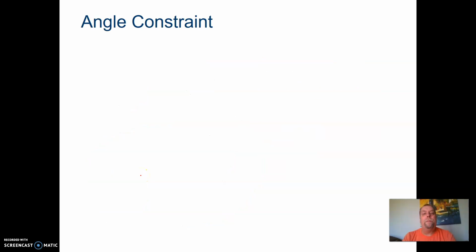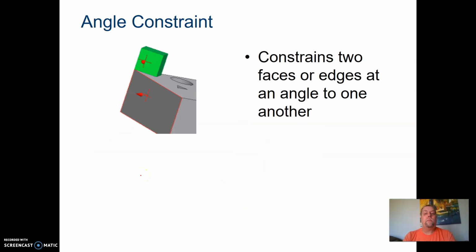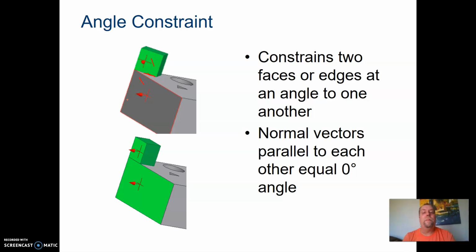so it can't go down or above that. The angle constraint constrains 2 faces at whatever specific angle you choose. In this case, we did this face here and this face, then gave it an angle, maybe a 30-degree angle, and that's the angle that it went off of. Normal vectors parallel to each other is actually a 0-degree angle. So if I want a different angle, I'd have to change that angle.